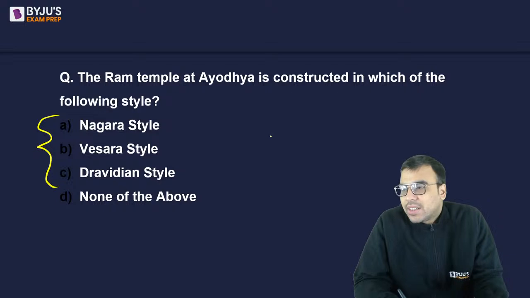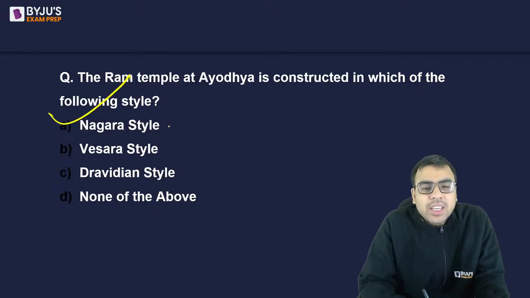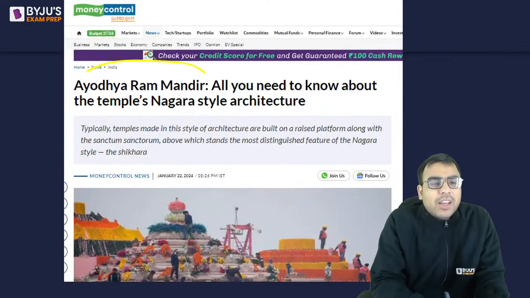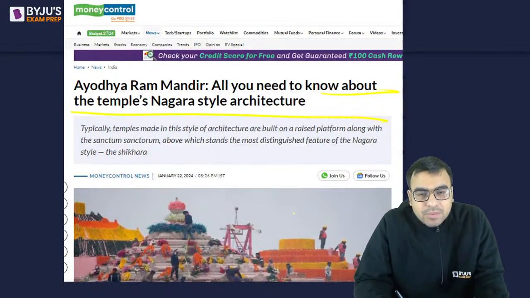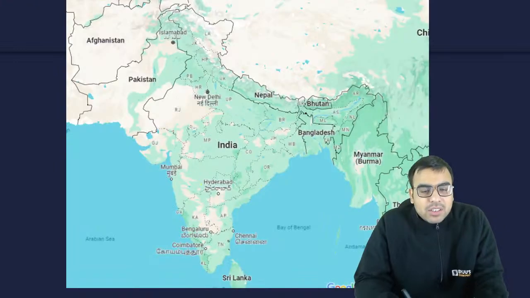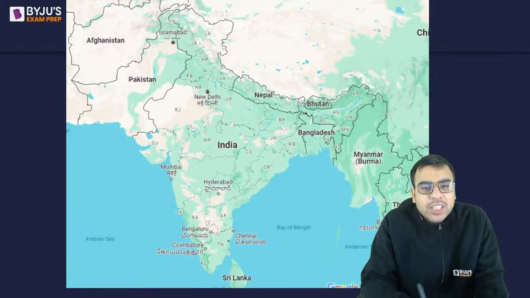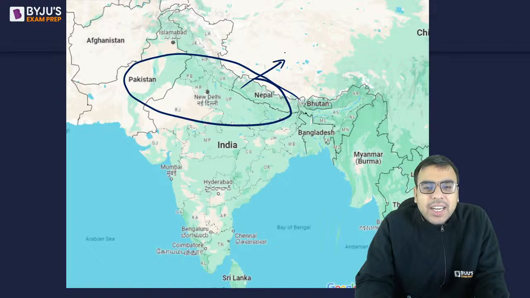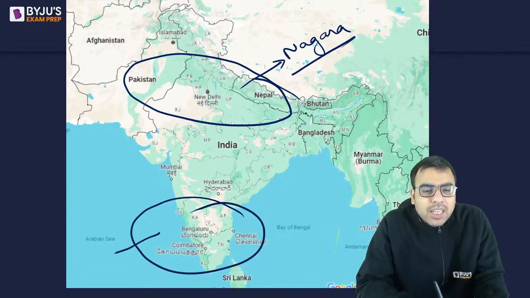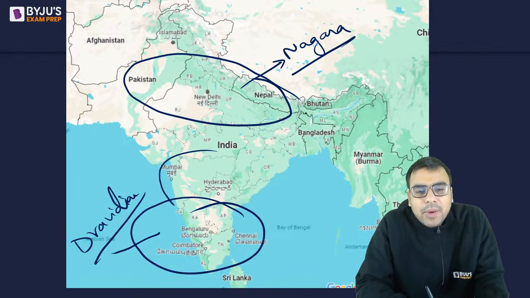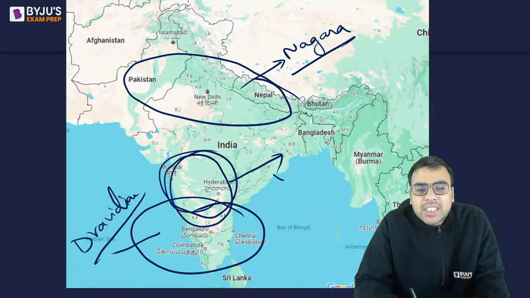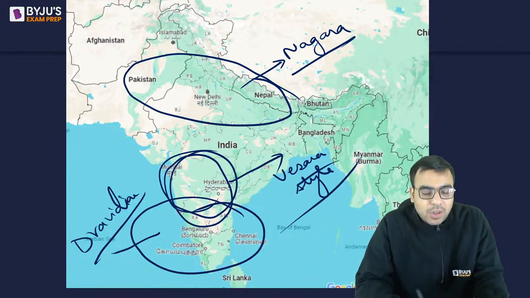You should know it. Yes, Ramesh, very good. Nagara style. Actually, देखो लिखा है Ayodhya Ram Temple: all you need to know about the temple's Nagara style architecture. First of all, you should know that all the temples in North India are designed in Nagara style. In South India the temples are designed in Dravidian style. And in the middle, in the Maharashtra Karnataka region, you will find Vesara style temples. That is what you should know.